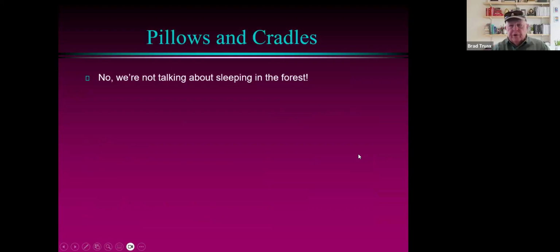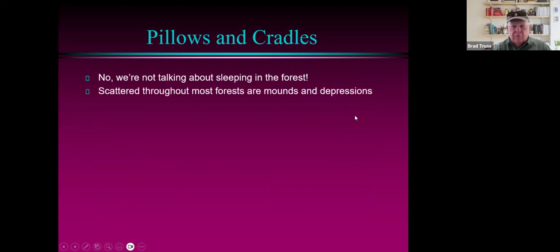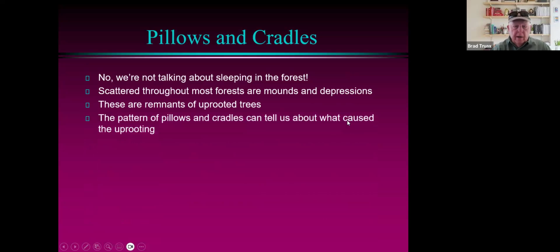One of the key things when you're in the forest, you may look at the ground and notice that it's irregular. When we talk about pillows and cradles, we're not talking about sleeping in the forest. Scattered throughout most forests are mounds and depressions, and these are remnants of old uprooted trees. The pattern of pillows and cradles can tell us a lot about what caused the uprooting.